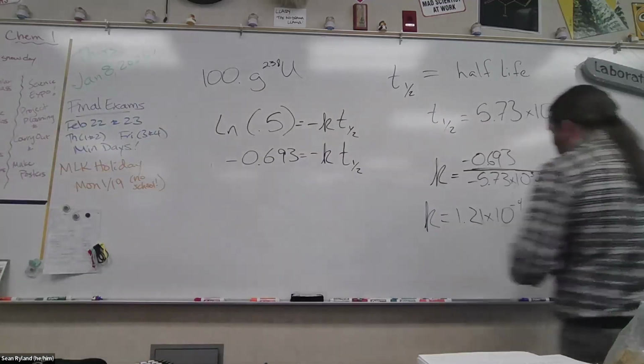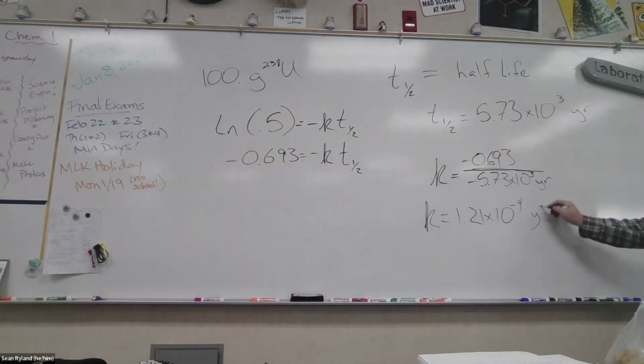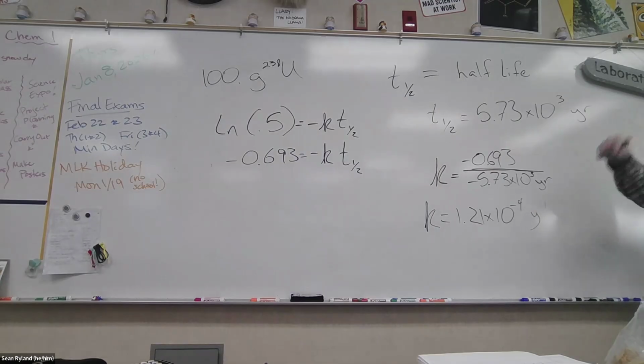Except that that's not years. Sorry, I said years here. It's actually years to the minus 1. It's 1 over years, which again is a weird unit. It's a frequency unit. It has to do with how often the decay events will happen. It's basically saying that if you have 1 mole of carbon-14, in 1 year, 0.012% of it will disappear.